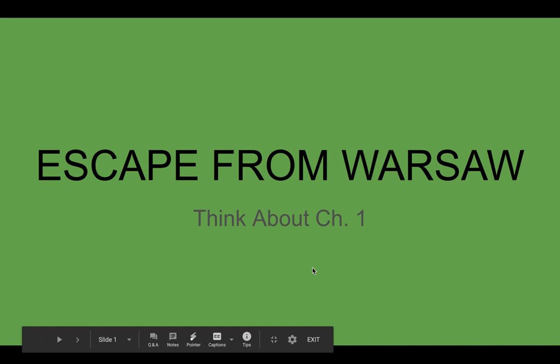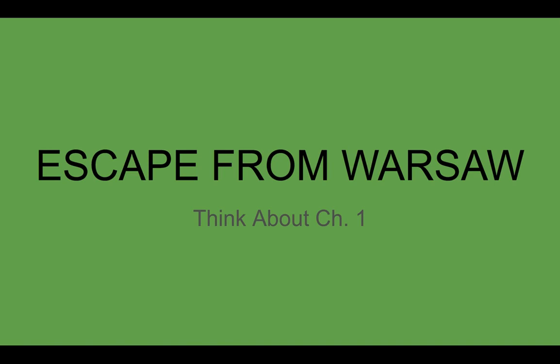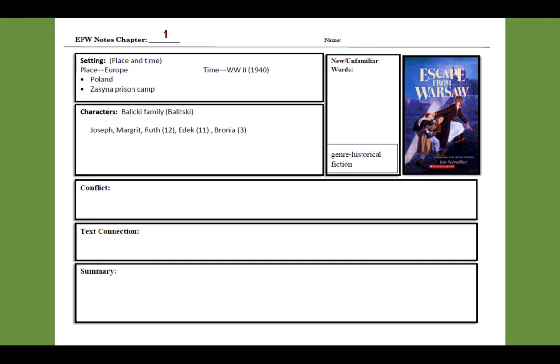All right, let's talk about chapter 1 of Escape from Warsaw. As we read through this book, or as I read this book to you, periodically we're going to look at these notes right here. And they're always going to have the same sections. So we're always going to talk about first the setting of the chapter, because in this book, because it is historical fiction, the setting is very important, and it will change from chapter to chapter.